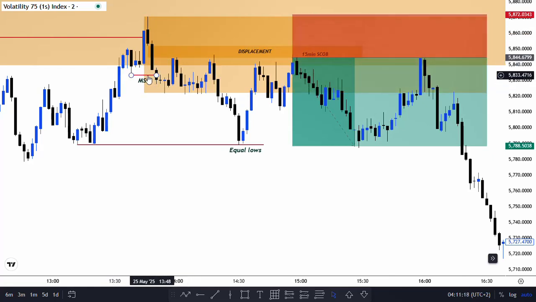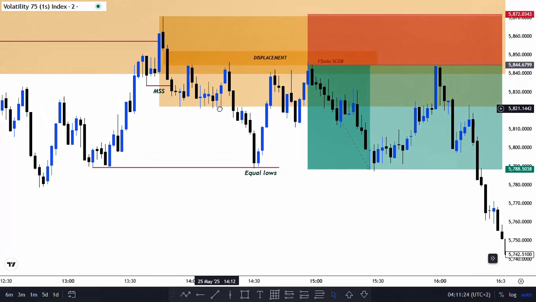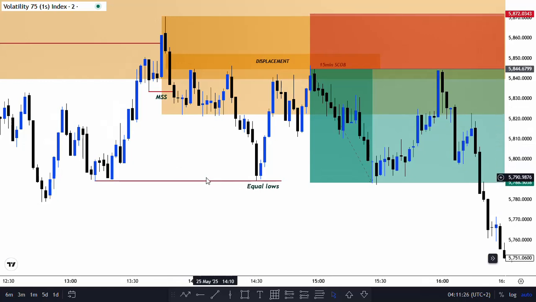You can see there's a market structure shift, and then price went back into displacement. But I didn't have enough evidence that price is going to drop to the downside here until these equal lows were made. So here it was easier to enter because there's something I'm looking forward to price dropping down to. Okay, I hope that makes sense.